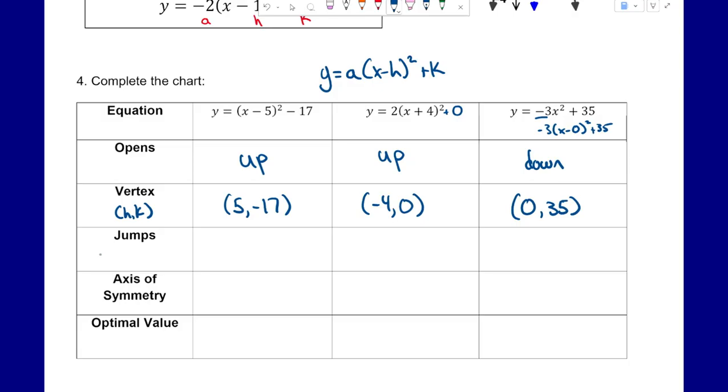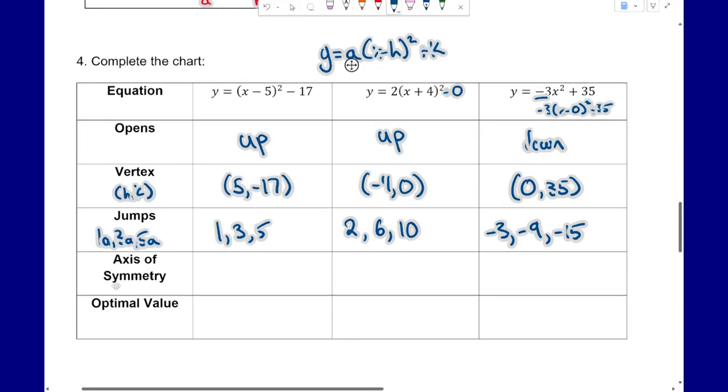For the jumps, we're going to follow the 1a, 3a, 5a pattern. A value of 1 in the first one, so just 1, 3, 5. 2 in the second one, so it's going to be 1 times 2 or 2, 3 times 2 or 6, 5 times 2 or 10. And then the last one, a value of negative 3, so we have 1 times negative 3 or negative 3, 3 times negative 3 or negative 9, 5 times negative 3 or negative 15. So that would be the step pattern for that equation.